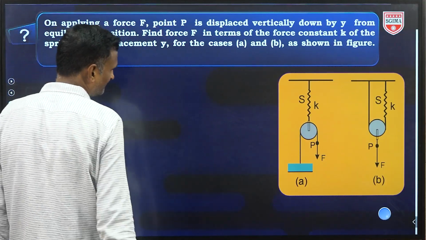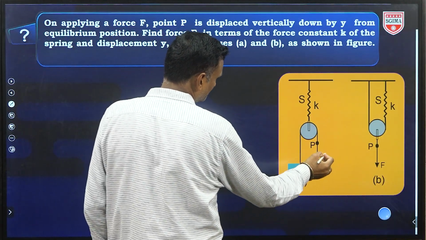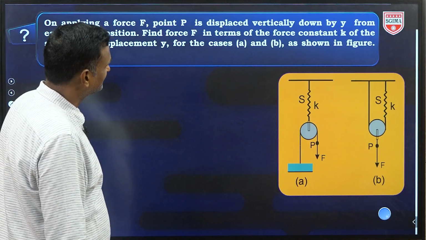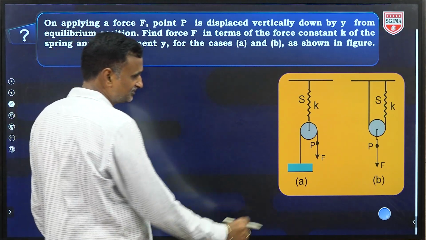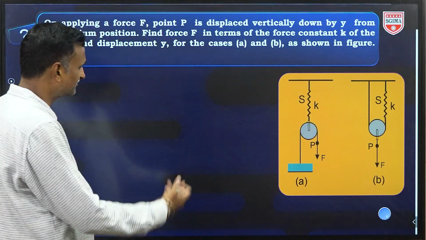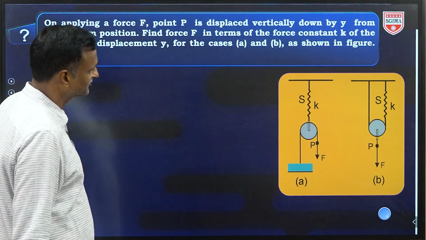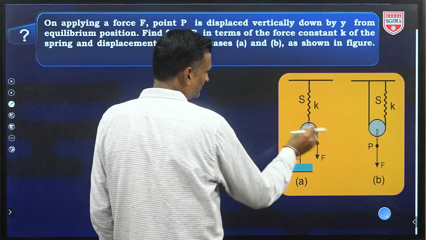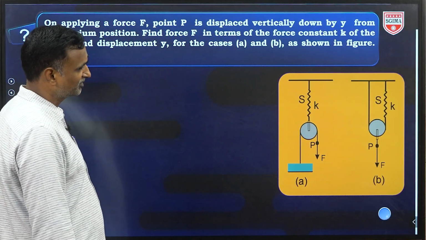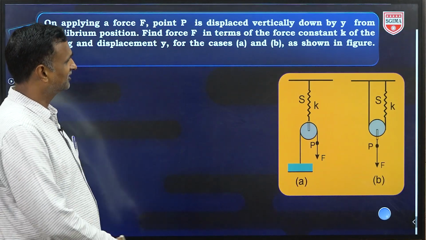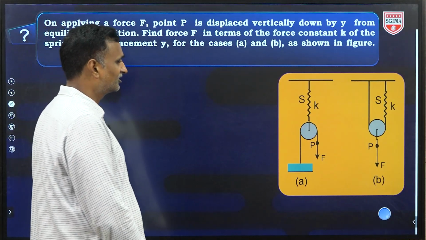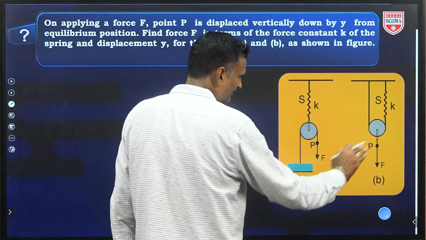On applying a force F at point P, here point P is there and F is the force applied on it, and it is displaced vertically down by y meters from the equilibrium position. Actually this is the equilibrium position, and it is pulled down by distance y from it. Then find the force F in terms of the force constant K of the spring and displacement y for the cases A and B. Either case they are asking.